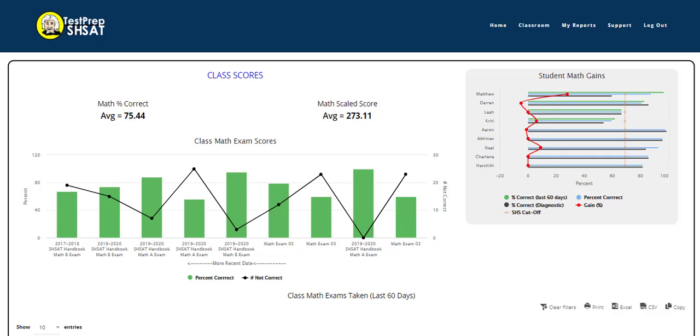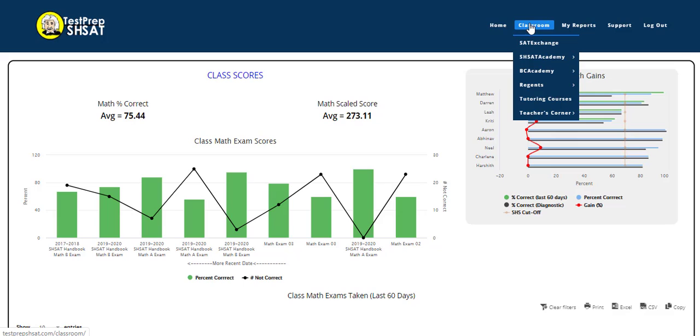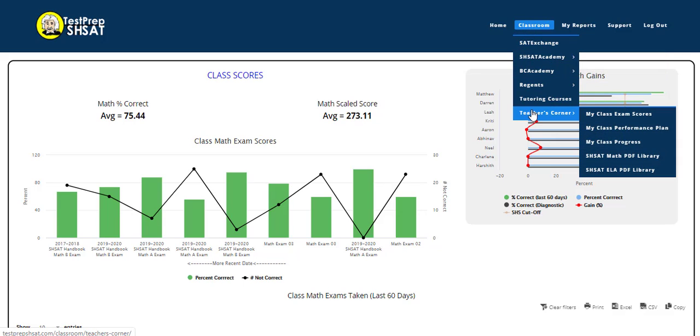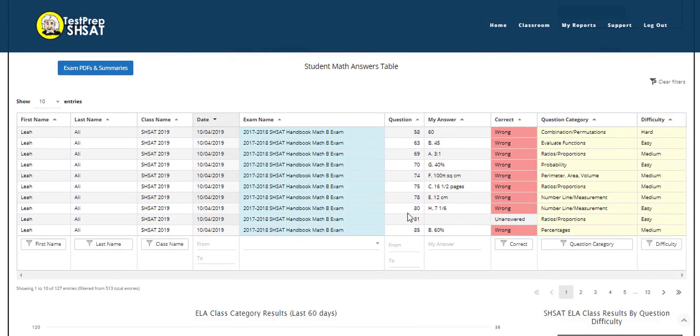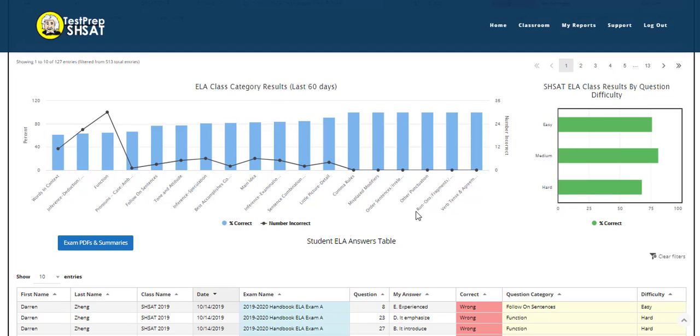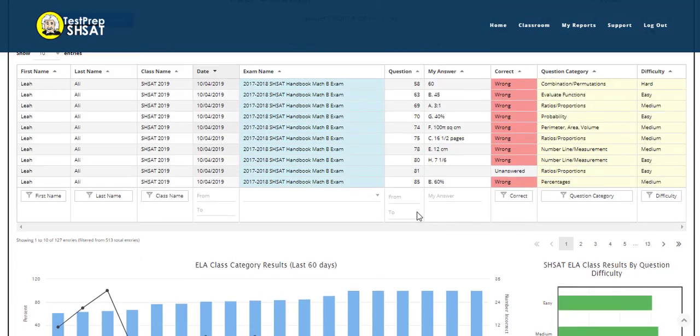In part 1 of our instructor series, we learned how to quickly assess your students' exam scores and the gains they are making. In part 2, we're going to take the next step, again going to Classroom and Teacher's Corner, but in this case going to My Class Performance Plan, where we will learn how to quickly identify the weaknesses of your entire class in both math and ELA, as well as dig into the details for individual students.